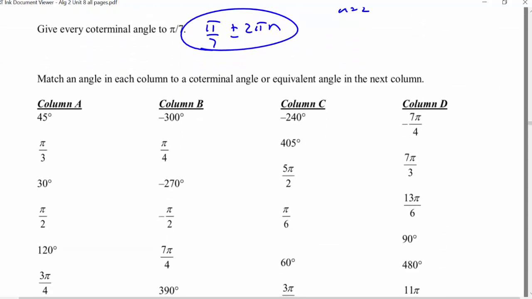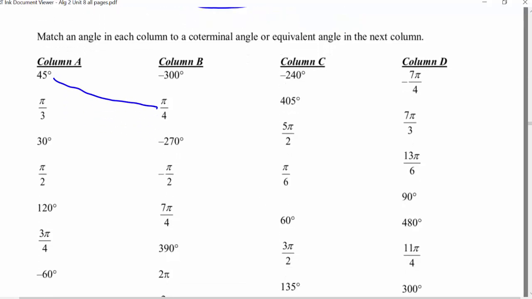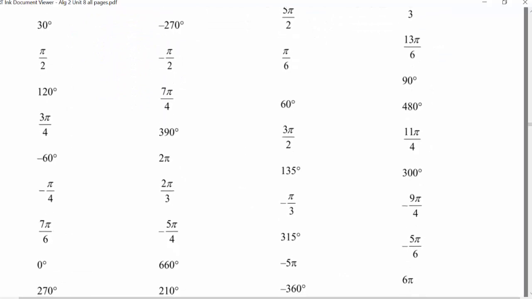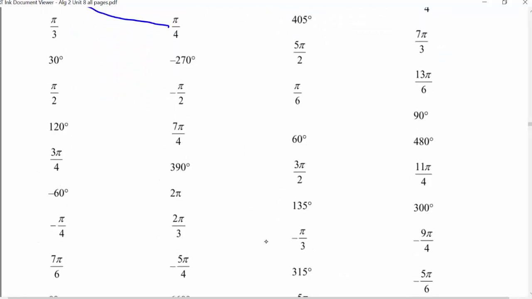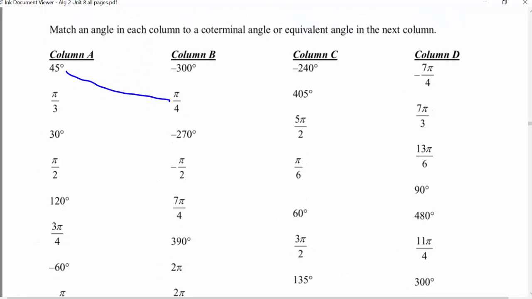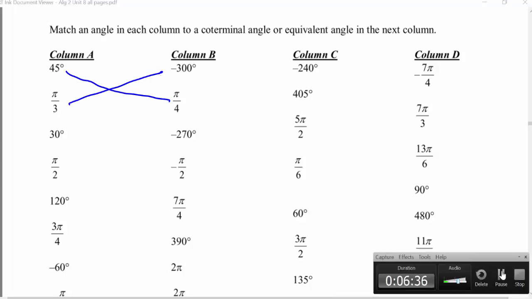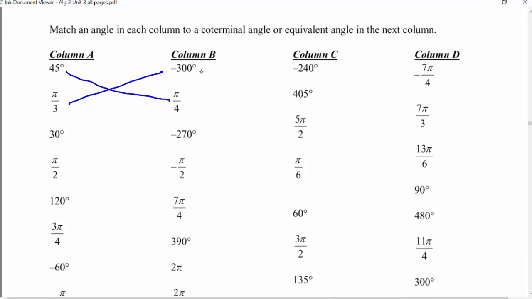Okay. Match an angle in each column to a coterminal angle or equivalent angle in the next column. 45 degrees, pi over 4. Pi over 3. Pi over 3 is 60 degrees. So that's like negative 300 degrees. Okay, so negative 300 goes with pi over 6.